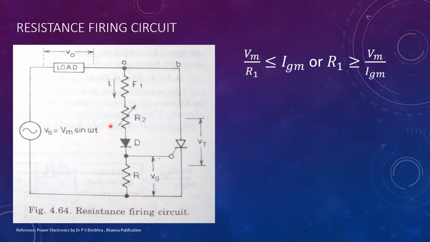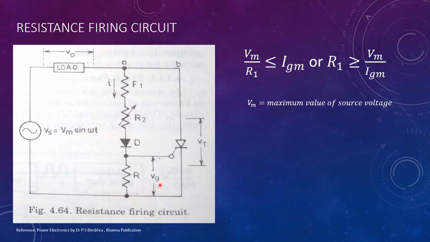When R2 is 0, R1 is selected such that it limits the current below the maximum gate current. Therefore, Vm upon R1 is less than or equal to Igm, or R1 is greater than or equal to Vm upon Igm, where Vm is the maximum value of the source voltage. Notice that over here, small letters indicate instantaneous values. The function of R1 is to limit the gate current to a safe value when R2 is varied.